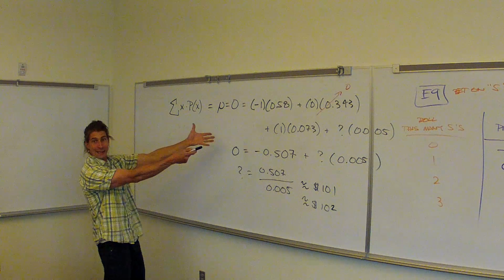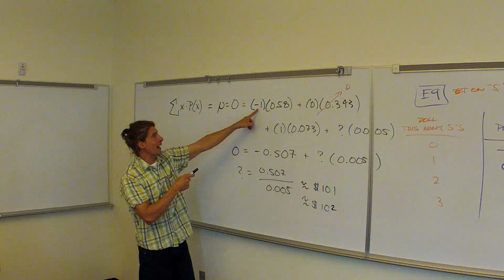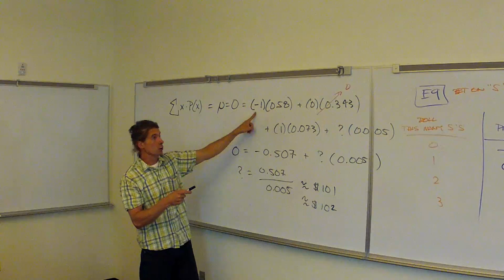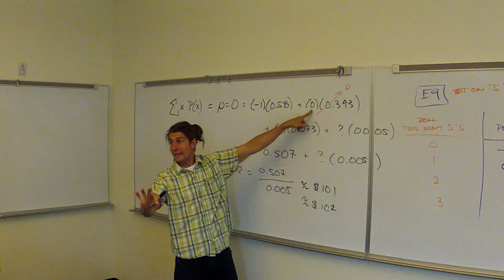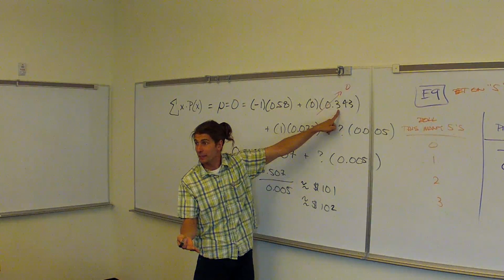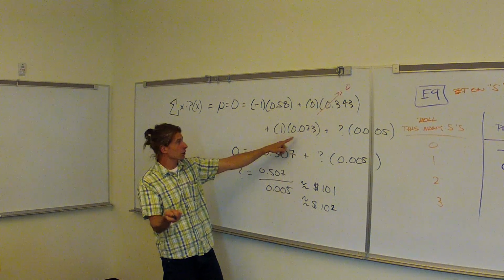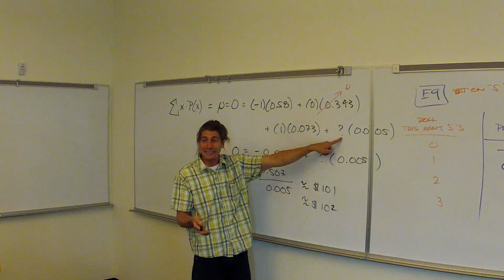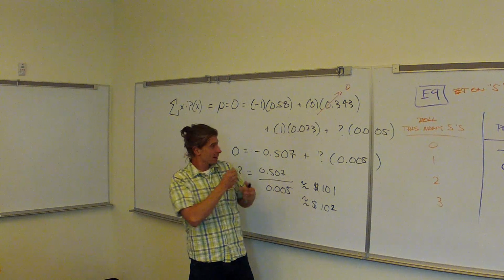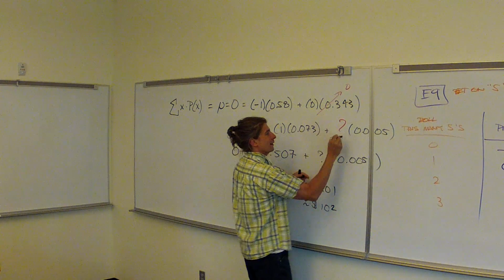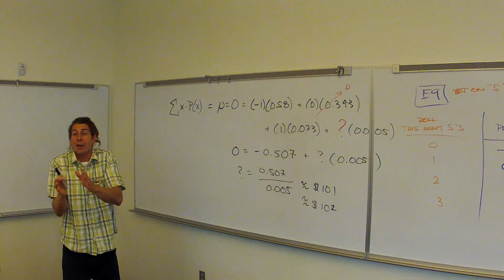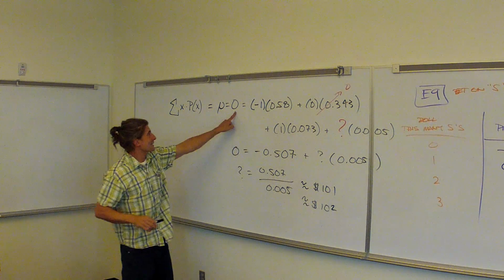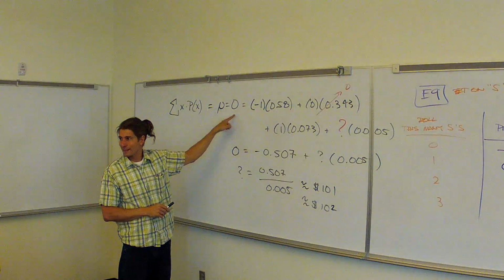So all I did right here was take each payout times its probability. You lose $1 58% of the time. Plus, you break even 34.3% of the time. Plus, you earn $1 7.3% of the time. Plus, I don't know how much we're going to earn. Question mark. So it's like x equals. Exactly. That's why I set it up like this. Now, that whole equation has to equal 0 because I want it to be fair.